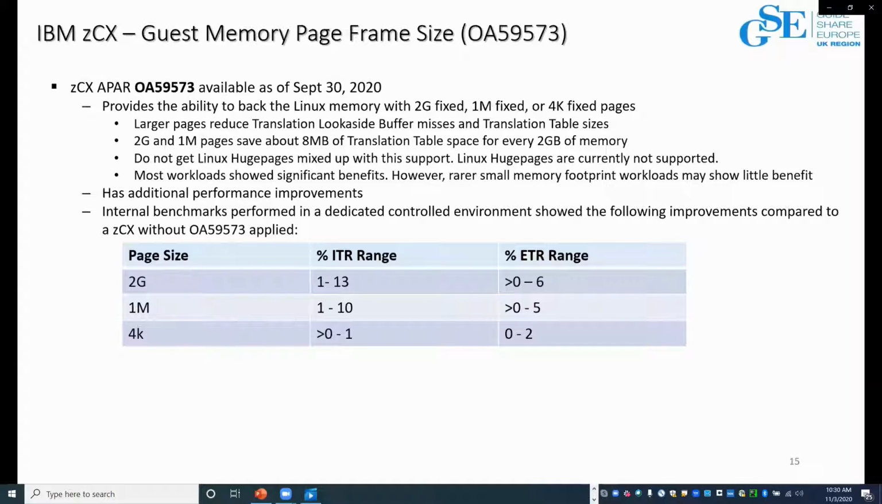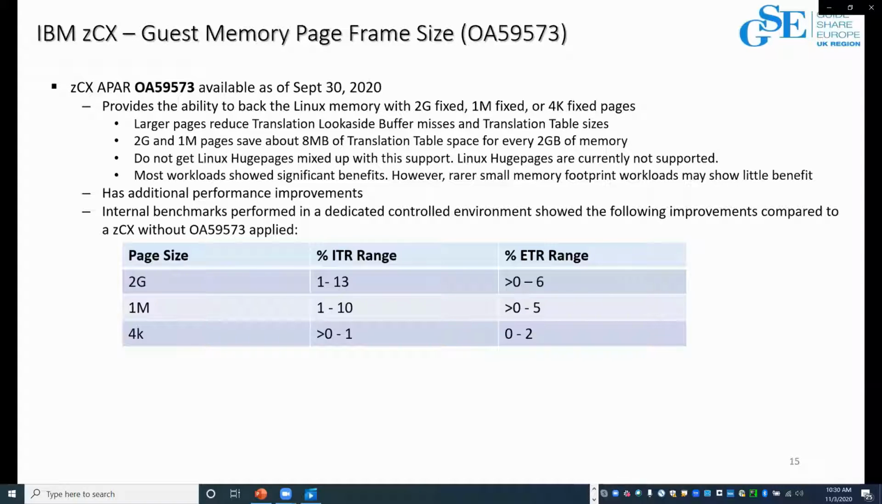So looking at this table, you can see that with 2 gig pages, we got significant benefit in our workloads, up to 13% in ITR, and ETR benefits up to 6% with 2 gig pages. 1 meg pages isn't shabby. It's pretty good, right? You can get up to 10% in our workloads in ITR and 5% in ETR.